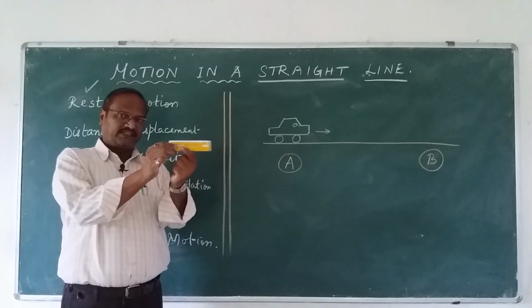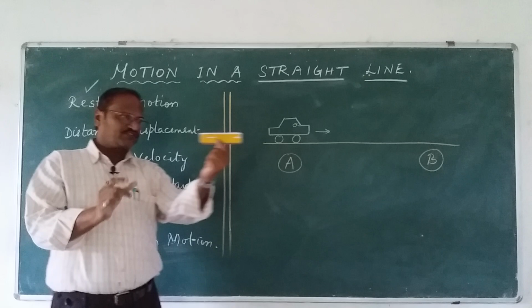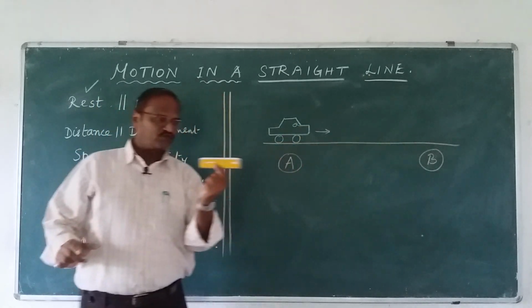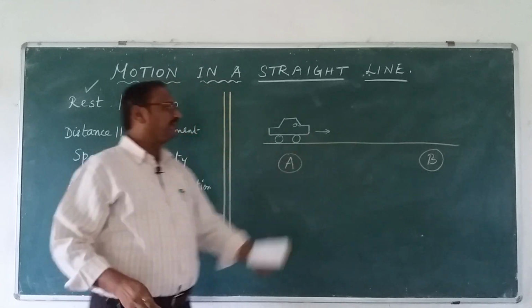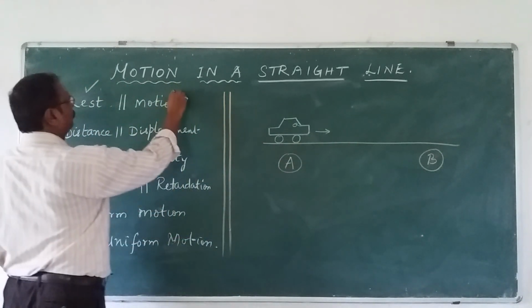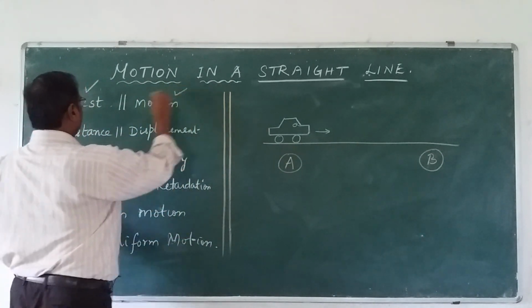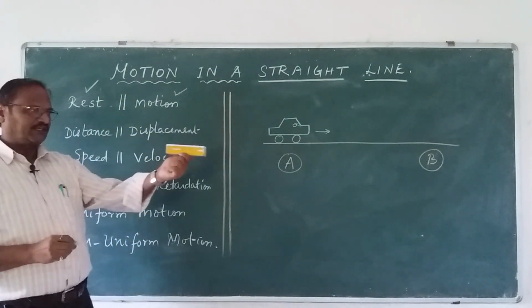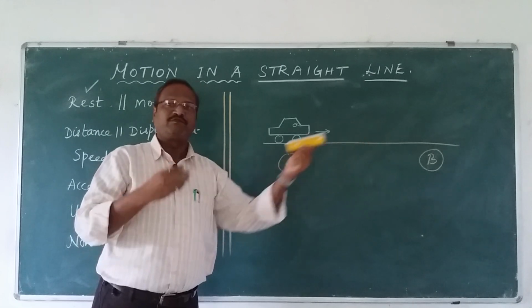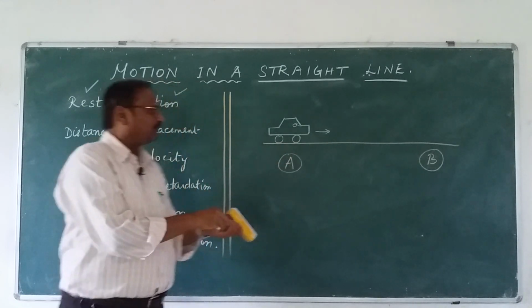If the body after a given time changes its position, it moves from one point to the other point, then we say the body is in motion. The body is in rest, it does not change its position. The body is in motion when it changes its position with respect to the surrounding.